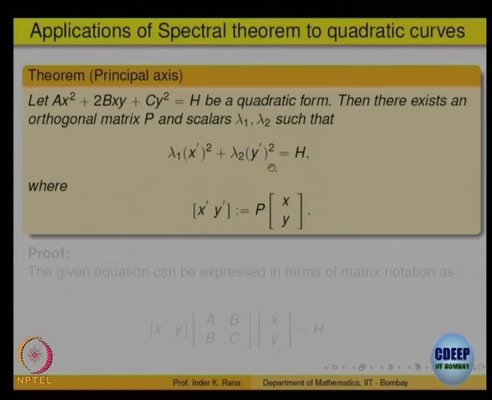What does changing the variable by an orthogonal matrix mean? What are orthogonal transformations in R2? Determinant equal to 1, right. Orthogonal means P transpose P is equal to identity. So, determinant is plus or minus 1. Basically, these are all rotations. Orthogonal means they are all rotations only, or reflection against a line through the origin.